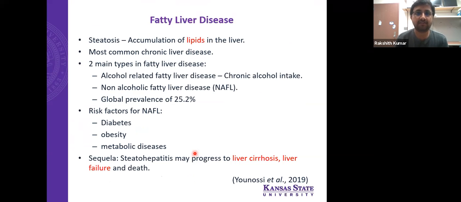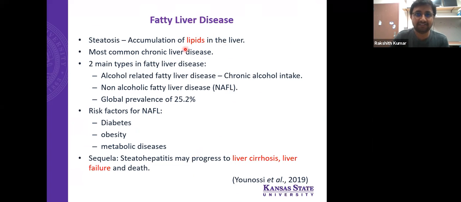Fatty liver disease is also called steatosis, meaning the accumulation of lipids in the liver due to metabolic changes like an increase in the glucose level or lipid level in the blood. So all the fat will get stored inside the liver, and when it becomes excessive, it will cause steatosis. It is the most common chronic liver disease in this modern world because of the change in lifestyle.